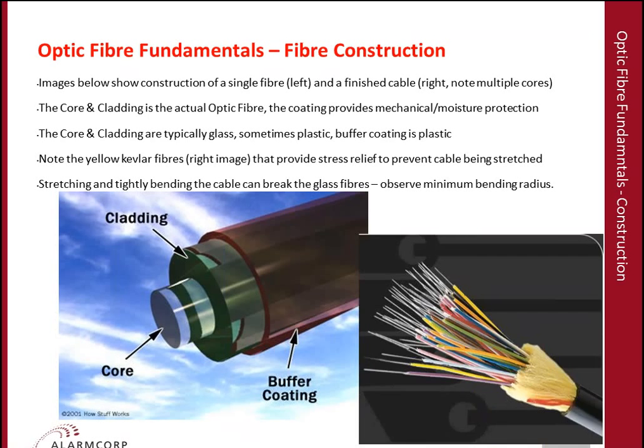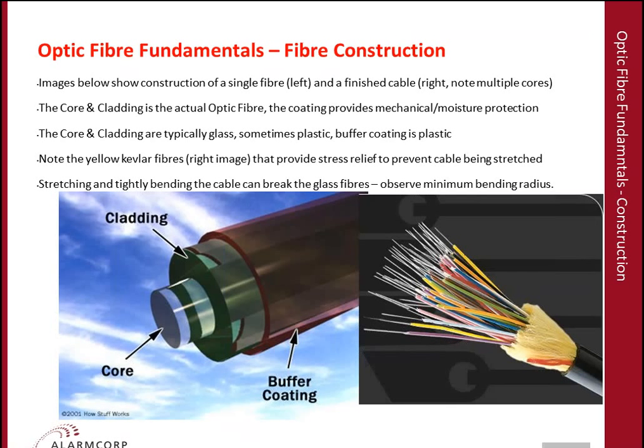Now, if we look at a completed optic fiber cable, which consists of a bunch of individual optic fibers, note here that we have an outer shell of yellow Kevlar fibers. The reason we have the Kevlar fibers in a typical cable is that Kevlar has virtually no stretch, and the worst two things you can do to an optic fiber is either stretch it or bend it over a very tight bend, because both of those things will break the glass and thus break the optical path.